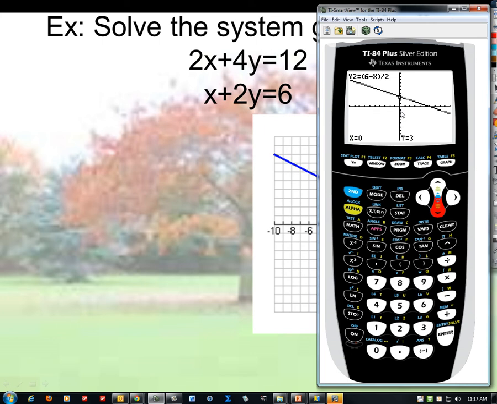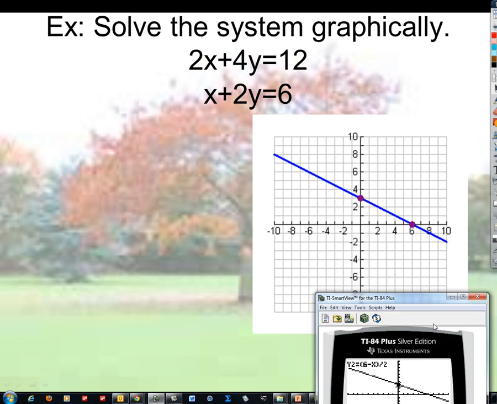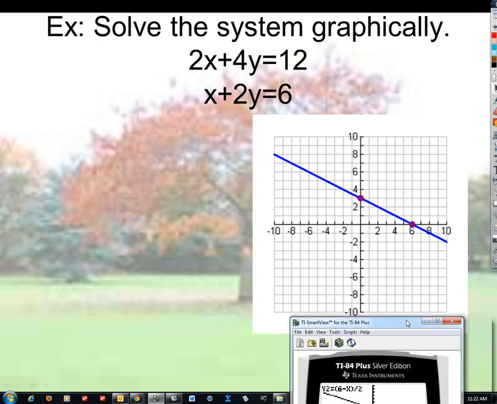Okay, does that make sense? Any of those would work if you're doing this graphically. And I don't mean to imply that graphically is the best way. It's just today's way.